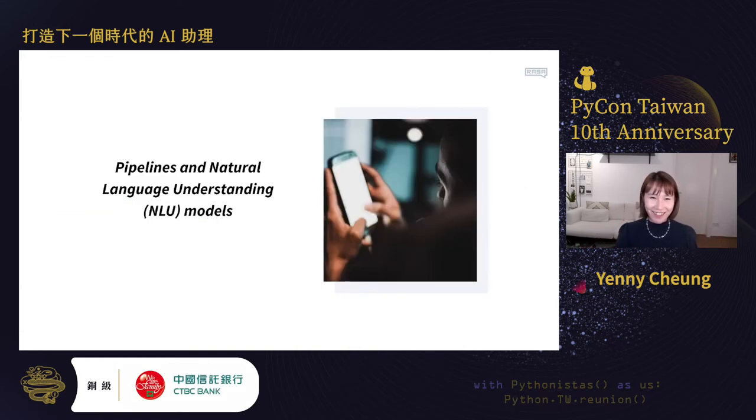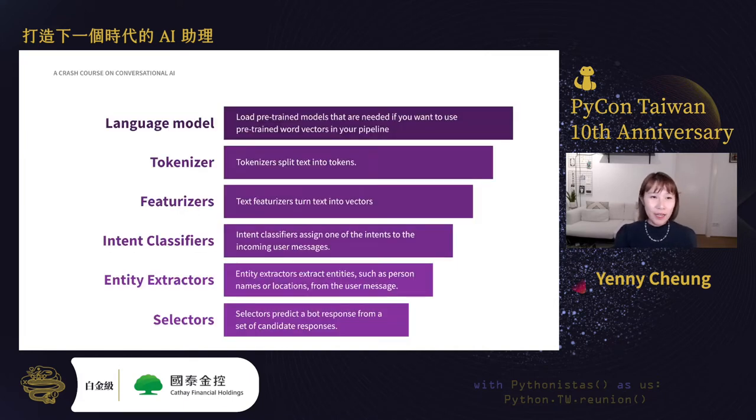All right. The next part of the deep dive, and that's the last part before we jump into some live coding, we'll be talking about the pipelines that you would do for your training and the natural language understanding models. So there are a few things I want to talk to you about so that you'll be more prepared when you start building your bot. There are a few components in the usual pipeline. You might want to include a language model that's loading some pre-trained models. If you want to use some pre-trained word vectors in your pipeline, we'll go into that a bit more deeply in a minute if you're not familiar with the concept.